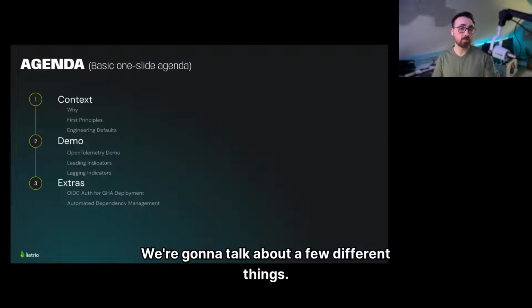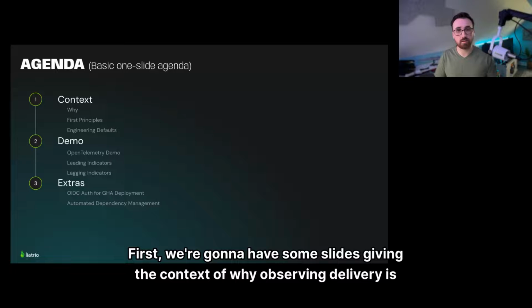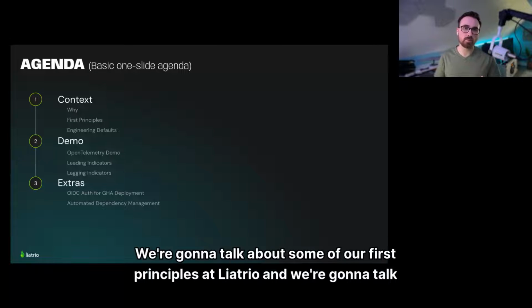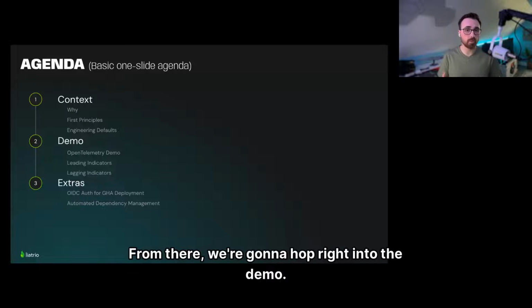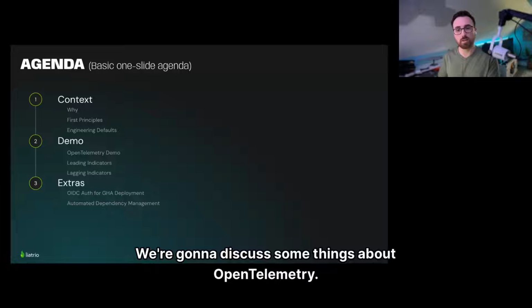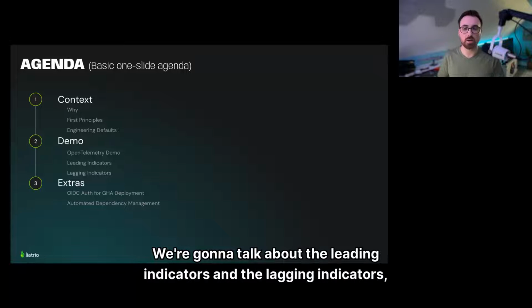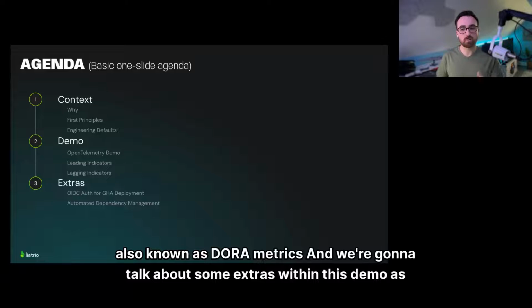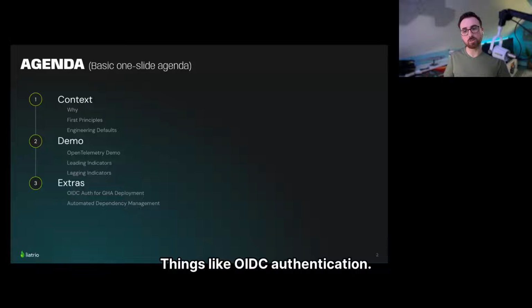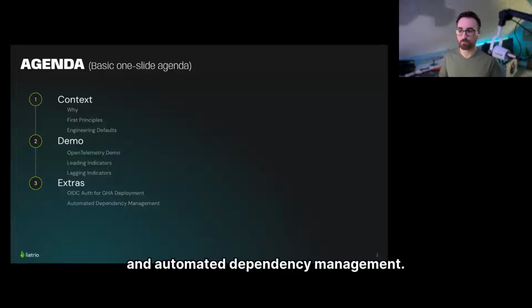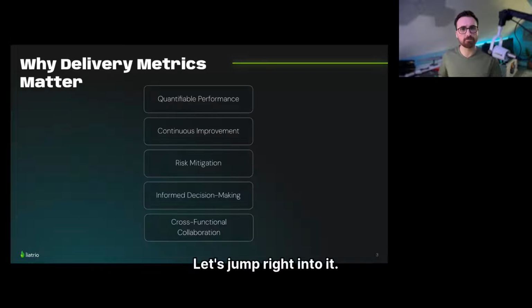We're going to talk about a few different things. First, we're going to have some slides giving the context of why observing delivery is important. We're going to talk about some of our first principles at Liatru, and we're going to talk about the engineering defaults and transformation. From there, we're going to hop right into the demo. We're going to discuss some things about OpenTelemetry. We're going to talk about the leading indicators and the lagging indicators, also known as DORA metrics. And we're going to talk about some extras within this demo as well. Things like OIDC authentication and automated dependency management. Let's jump right into it.